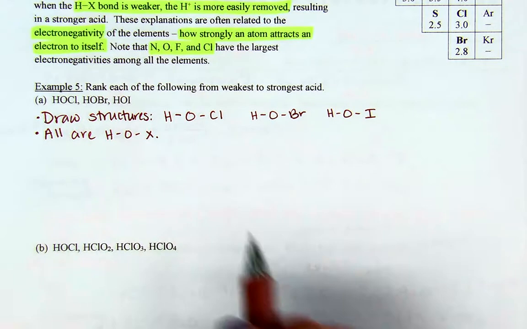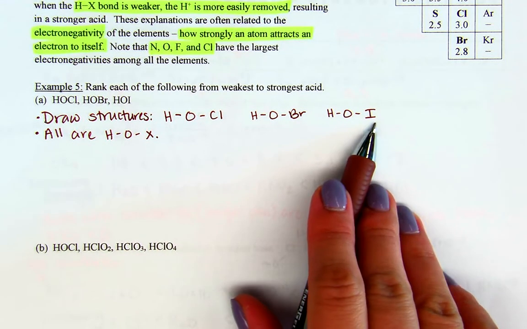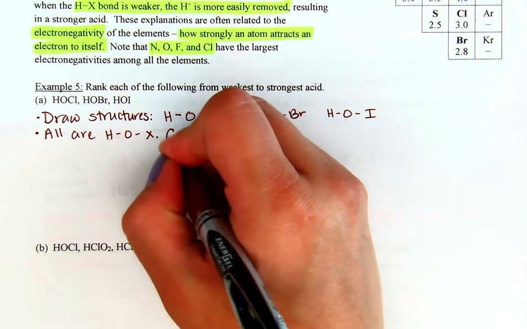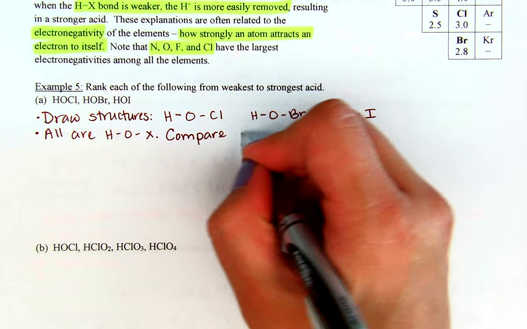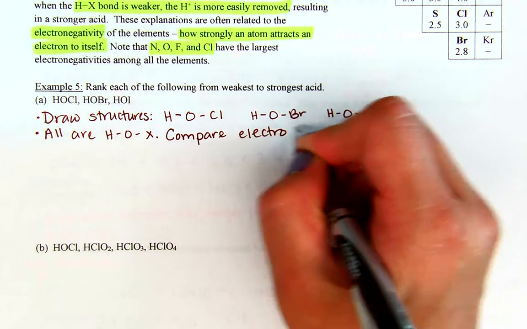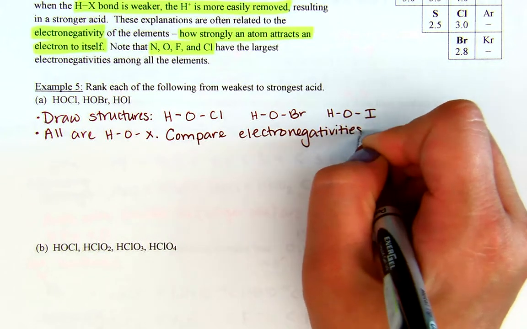Compare the electronegativities of X. If we compare the electronegativities of X, that's the only thing that's different, and so that's going to tell us the differences in these acids. So compare electronegativities of X.